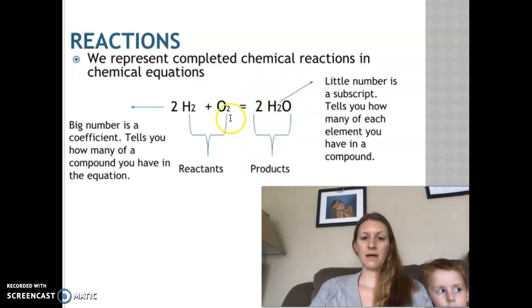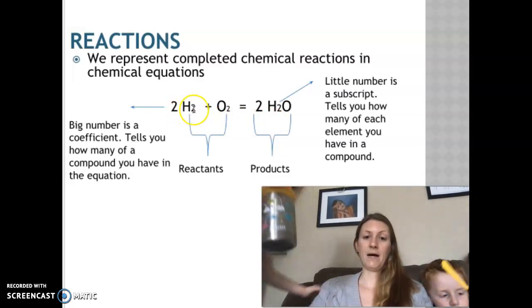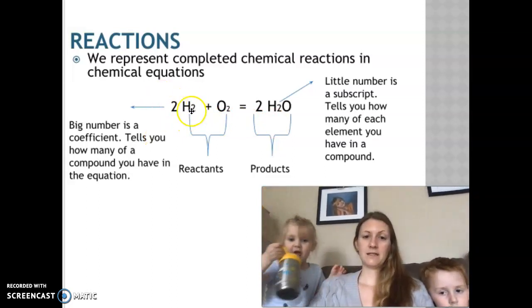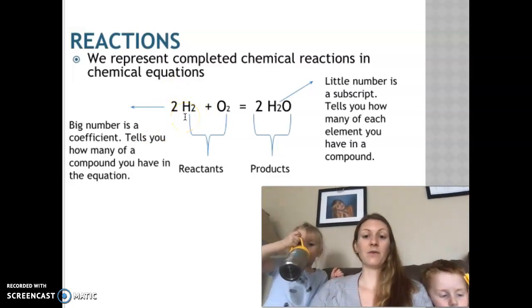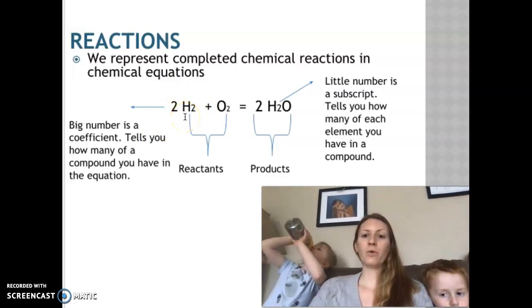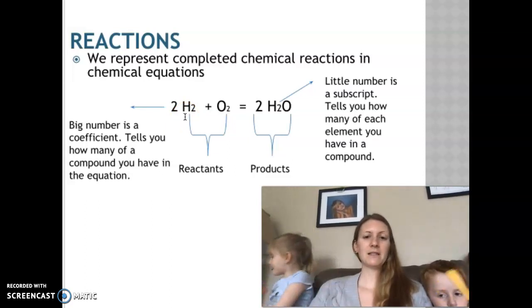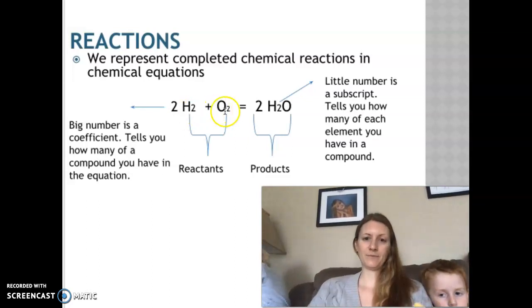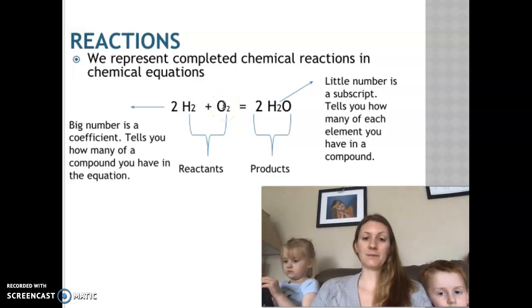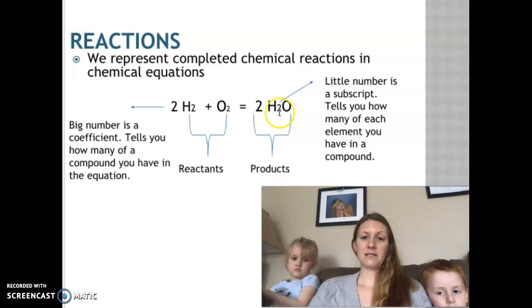These little numbers right here are called subscripts, and those tell you how much of a specific element you have. So because I've got a 2 here, it means I have 2 H's that are bonded together. This does not represent a bond. It represents like me having 2 Oreos. That filling in the middle is what's holding my 2 cookies together. That would be the bond, but I would have 2 whole Oreos. Okay, this 2 right here means I have 2 oxygen atoms bonded together. And on this side, it means I've got 2 hydrogens and 1 oxygen all bonded together.